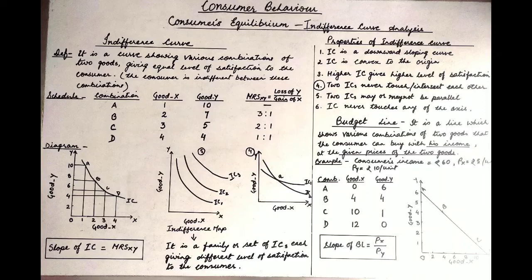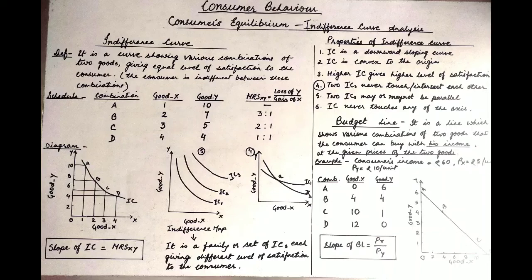The slope of budget line depends on the prices of the two goods. So it is the ratio of the prices of the two goods, that is Px by Py, where Px is price of X and Py is price of Y. This budget line is a negatively sloped straight line because the prices of the two goods are fixed, so the ratio of Px and Py is always same.